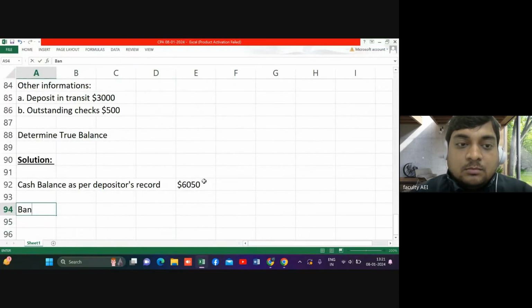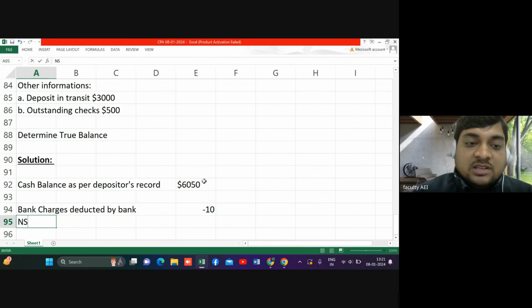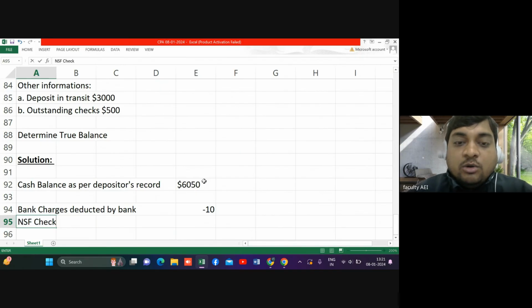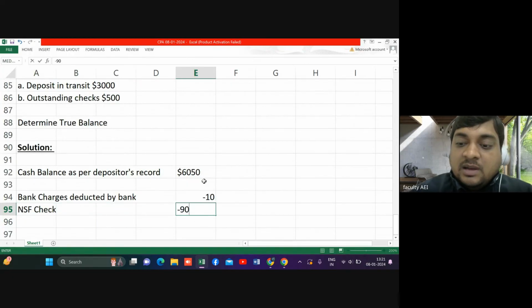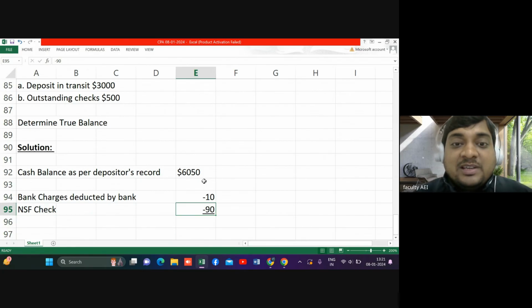So bank charges deducted by bank: this is minus 10. And we have non-sufficient check or the noting charge, whatever, minus 90. Because we increased at the time of depositing, so now we are going to reduce it because it is not going to be collected. So we have this amount.